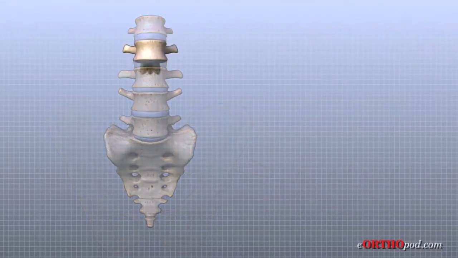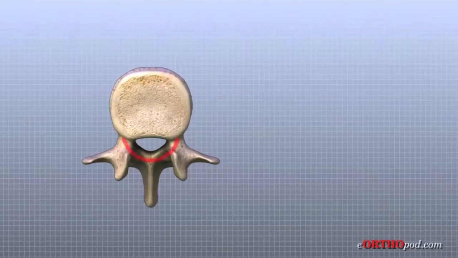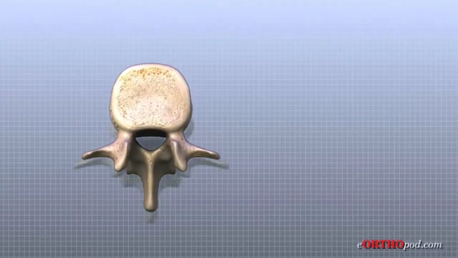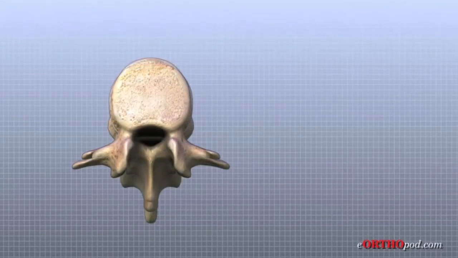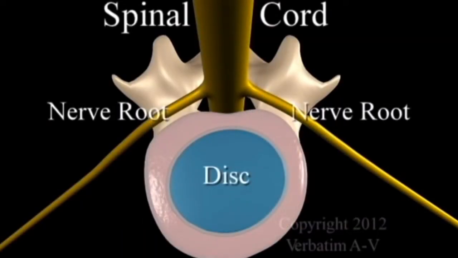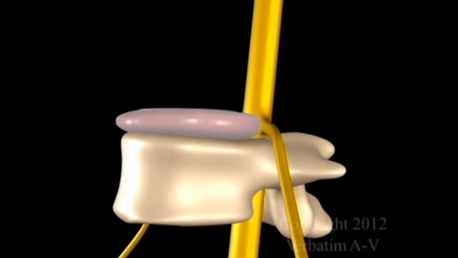Each vertebra is formed by a round block of bone called a vertebral body. A bony ring attaches to the back of each vertebral body. When the vertebrae are stacked on top of one another, these rings form a hollow tube called the spinal canal. As the spinal cord travels from the brain down through the spine, it sends out nerves on the side of each vertebra called nerve roots.